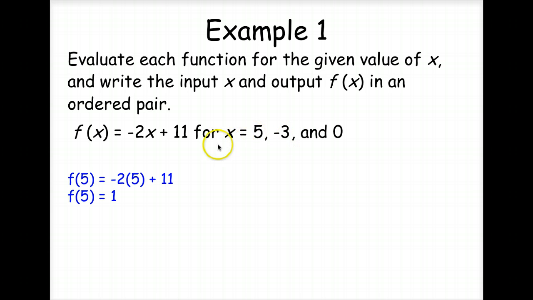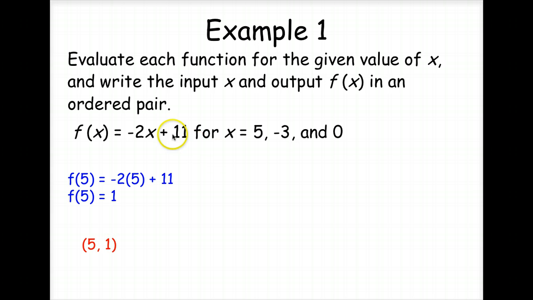Okay, our input is 5, so instead of x, we're going to place a 5. Now, this 5 here just means that's what we're evaluating the function for. This is where we actually begin the work. In place of x, we're going to substitute the 5. Negative 2 times 5 is negative 10 plus 11 gives us 1. So when f is 5, our output is 1. So our input is 5, our output is 1.